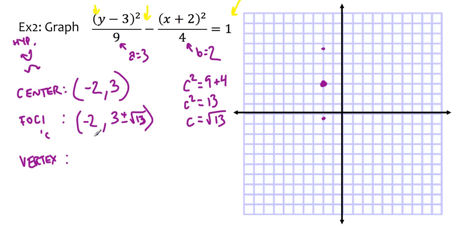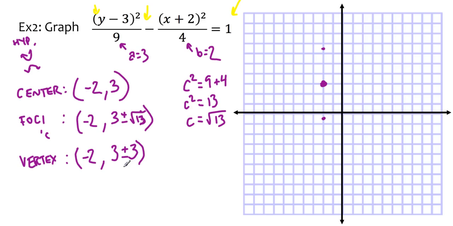My transverse axis endpoints come from my A value. So if we keep our same x value, so all three of these points, since it opens up and down, have the same x value, we're going to take our k value, our y value of our center, and add and subtract our A value. Okay, now we do want to simplify this one. So this guy right here, since we've got a radical, this is in simplest form. But let's go ahead and simplify this.